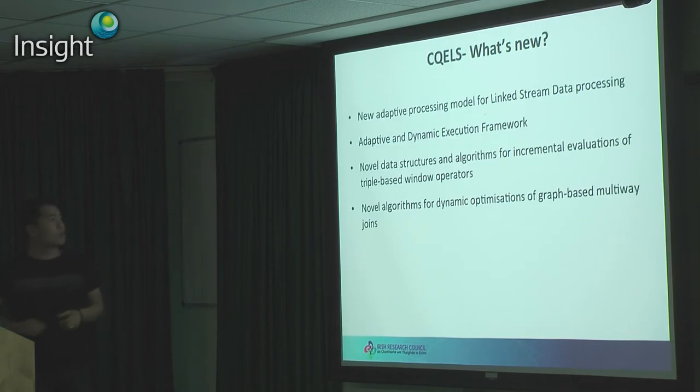People will ask what's new with the system in comparison with the state of the art. We have four points. We have a new adaptive processing module. We have a new execution framework, and a lot of data structures and algorithms for evaluating the query operators. And we have novel algorithms for optimization as well. I just summarized some new points of our system. A lot of technical detail you can find in my thesis and other work of the group.